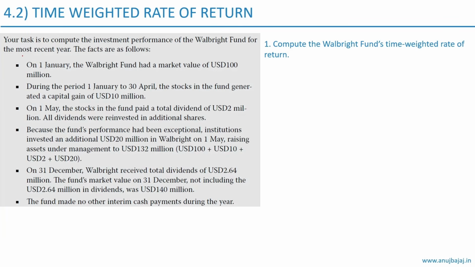Now let us look at another example. We are required to compute the investment performance of the Wallbright fund for the most recent year. And the facts are as follows. We should compute the Wallbright fund's time weighted rate of return. I want you to go through this information and solve for the time weighted rate of return. The answer to the question is 21.03%. This is the time weighted rate of return.